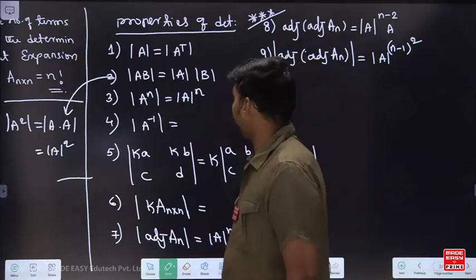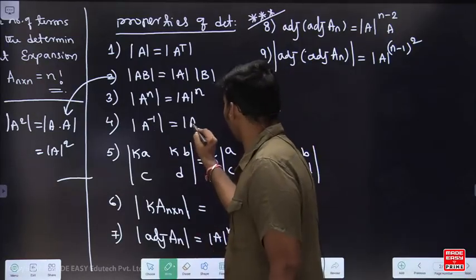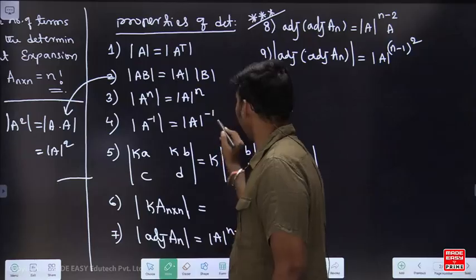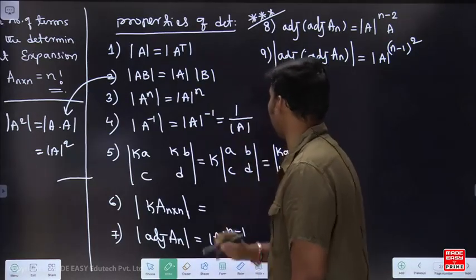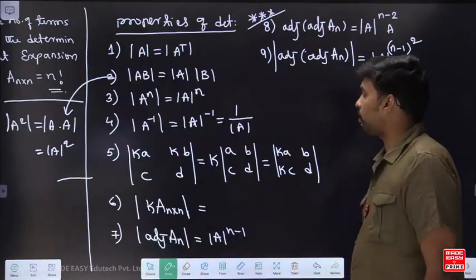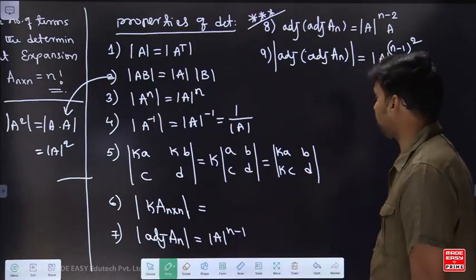Now, this one is nothing but mod a to the power of minus 1, which is understood as 1 by mod a. It's the reciprocal of its determinant here. Reciprocal of its determinant. This is the fourth property.